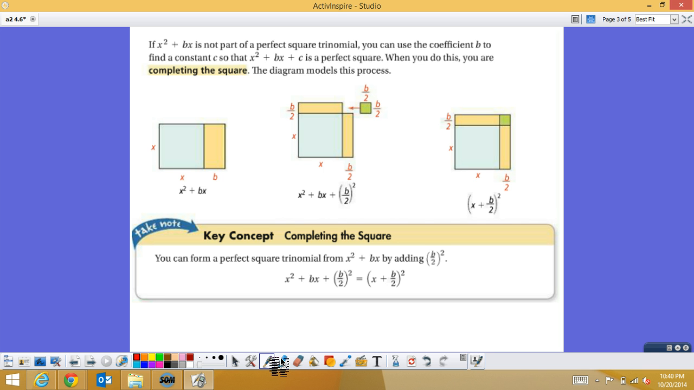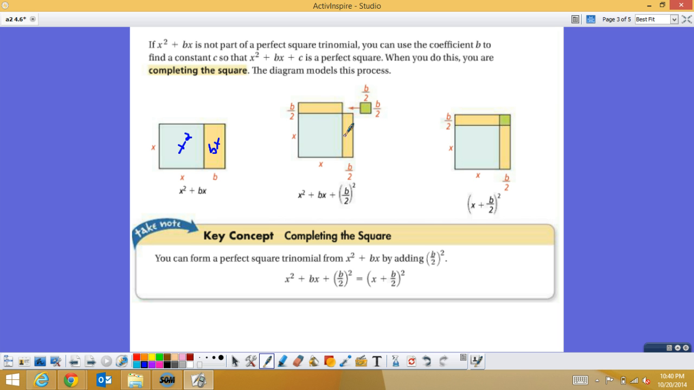So what we're basically starting with is x squared plus bx. The area of this square is x squared. That's where the x squared comes from. And the area of this rectangle here is b times x. So that's where the x squared plus the bx comes from. So what they do is they take this b times x rectangle and they split it in two, and they put half of it up on top of the square and keep the other half down at the side.